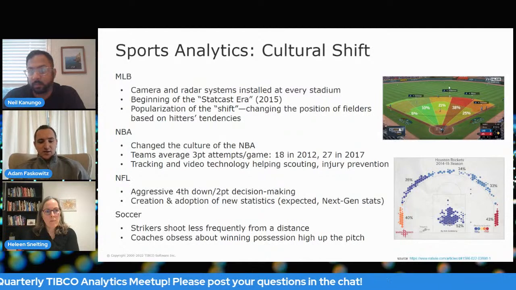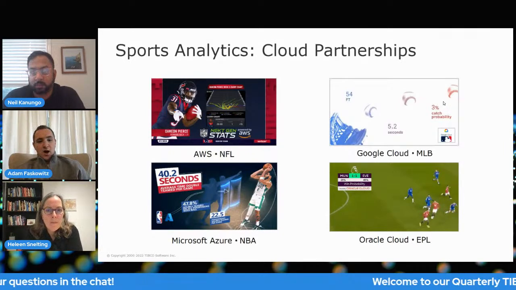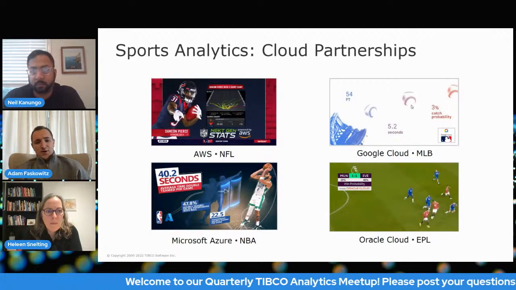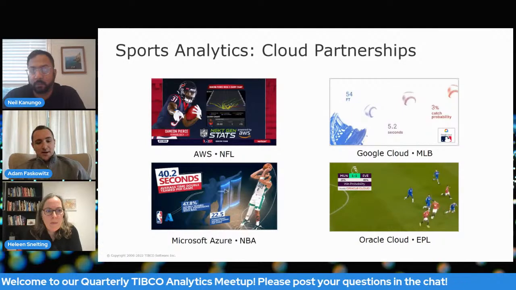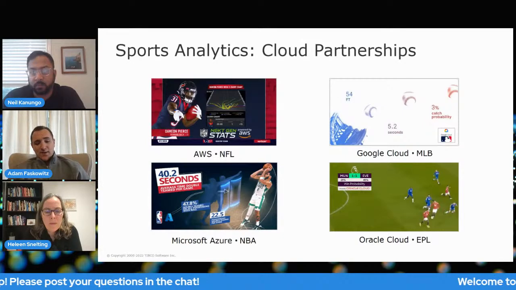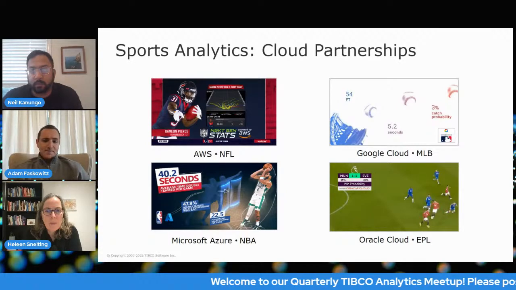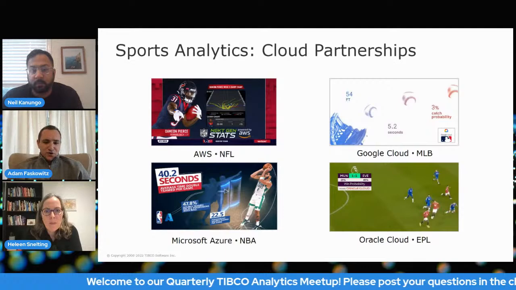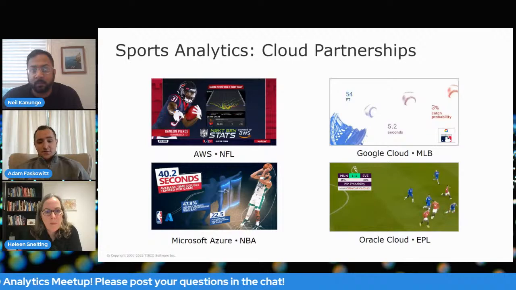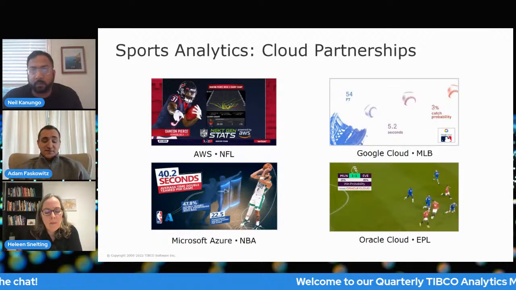But now if we move on to this next slide, I can go to one of the points that I was talking about earlier, which is improved data collection. And the way this is happening is through cloud partnerships. Each of the big pro major sports has these partnerships with cloud vendors. So we have the NFL with AWS, Azure with the NBA, Google Cloud with the MLB, and Oracle Cloud with the Premier League. And it's a mutually beneficial arrangement where these cloud vendors will store all of this data from all of these camera and radar systems, and they'll help develop some advanced statistics.